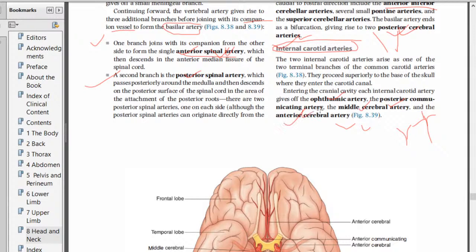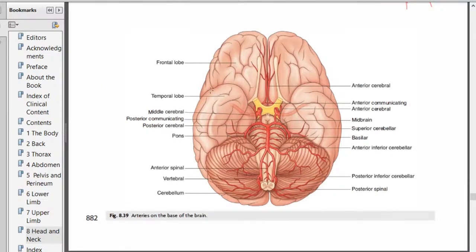Okay, it was up to this much only, 8.3. So let's treat this figure. This is the figure of the base of the skull from the inferior view. What are the structures that we can see? This is the optic chiasm, I guess. This is the olfactory nerve. This is the frontal lobe. This is the temporal lobe. This is the middle cerebral artery. This must be a pontine branch.